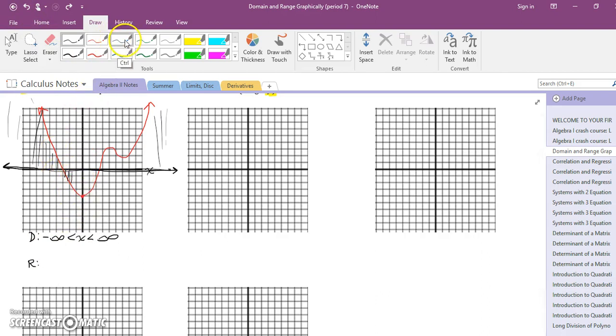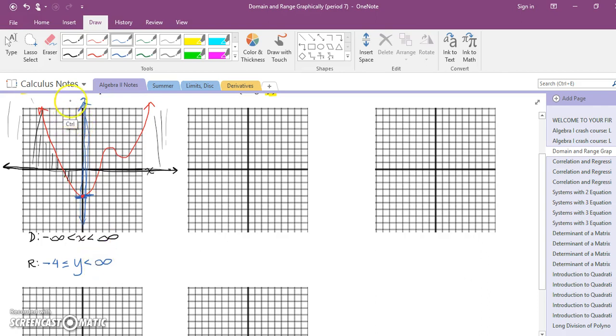Now let's think of the range. So for the range, I'm going to run up and down the y-axis and think, does this graph go up forever? Does this graph go down forever? Now this graph clearly does go up forever. Every y value to the top is hit all the way to infinity. The graph, however, does not go down forever. The lowest y value is right there, which is -4. So you start with the lowest y value. Now -4 is included, so I put an equal bar, and it goes up to infinity, meaning it goes up forever.